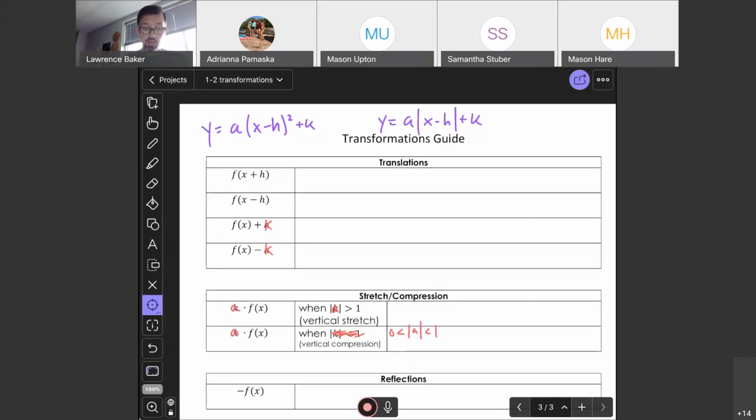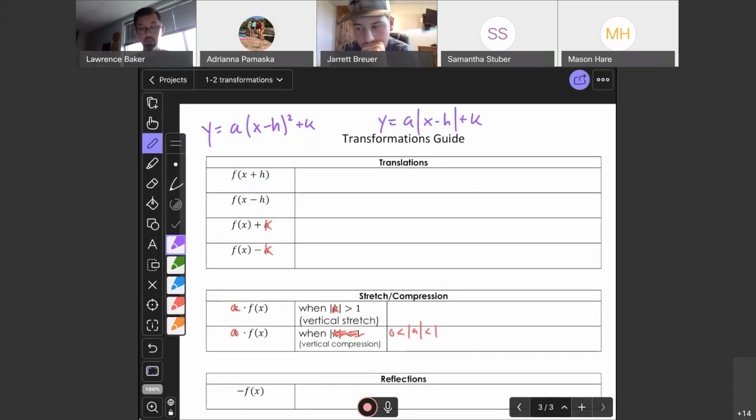And what did we see just on the other side? When it said plus something inside of the function, what was our movement like? How did the graph move when we had plus some number inside of the function? Move to the right. No. Left. Yeah. So this would be a left shift or left movement.